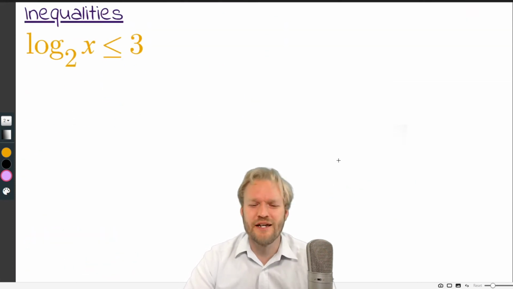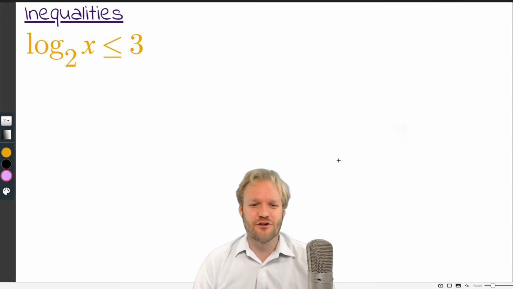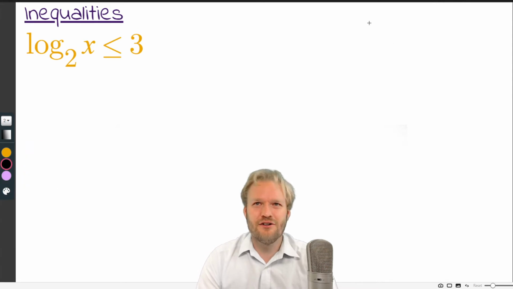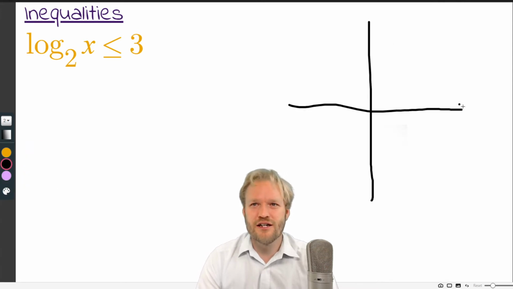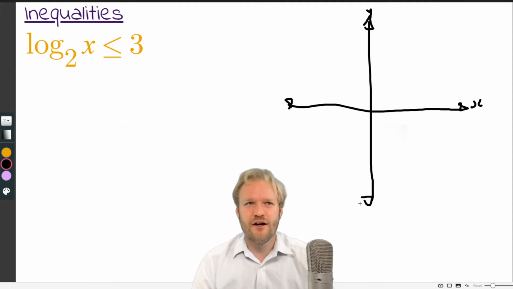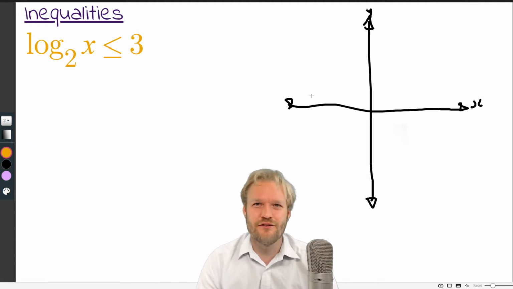But let us do some inequalities. So inequalities. Log base 2 of x is less than or equal to 3. Now, for inequalities, it's not brand new stuff because what we need to do, of course, is have a Cartesian plane so we can draw and see what's happening. Okay, so let's get our graph. y equals log base 2 of x. Right, increasing. I think we've drawn this graph a few times now. And we said, okay, that graph looks like that.